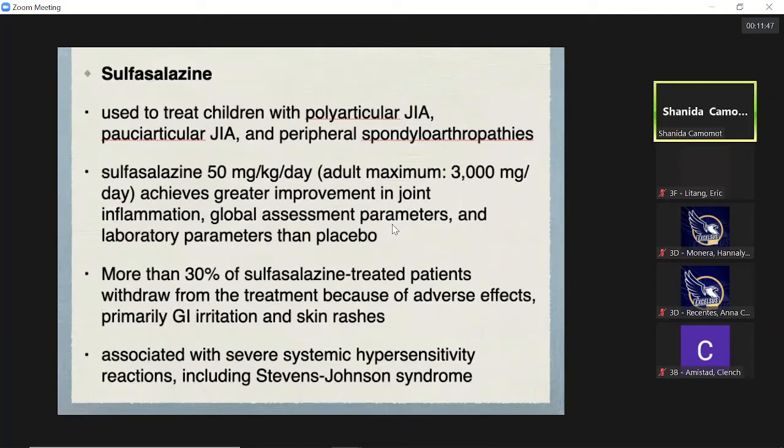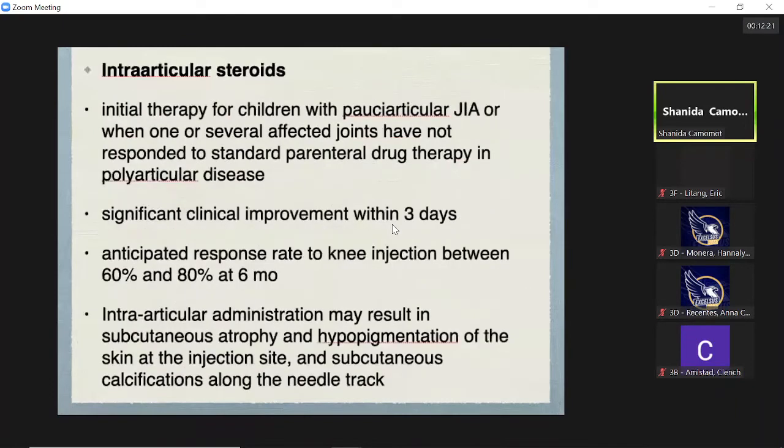Sulfasalazine at 50 milligrams per kilogram per day achieves a greater improvement in joint inflammation, global assessment parameters, and laboratory parameters than placebo. But more than 30% of patients treated with sulfasalazine withdraw from the treatment because of adverse effects, primarily GI irritation and skin rashes. Sulfasalazine is also associated with severe systemic hypersensitivity reactions, including Stevens-Johnson syndrome.